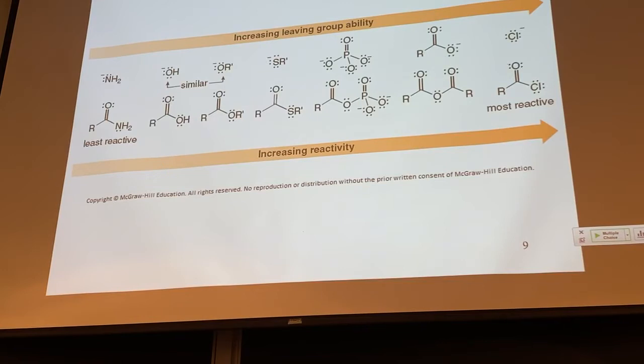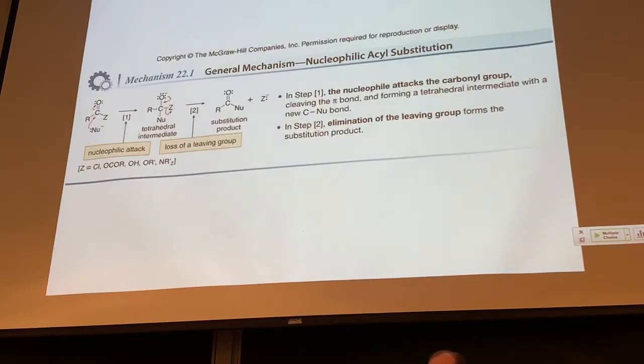What about step 2? Is that going to be faster as well? What's happening in step 2? Let's go back.